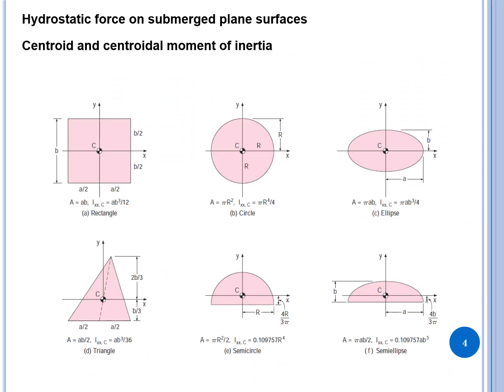So the centroid and centroidal moment of inertia of some common shapes are given here. For example, for a rectangle or a square, the centroid is going to be A over 2 comma B over 2. And the second moment of inertia about the centroid is going to be AB cube over 12.